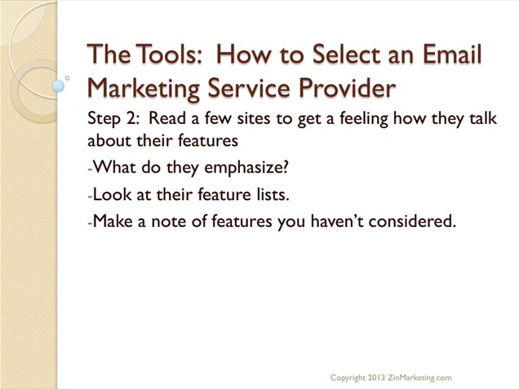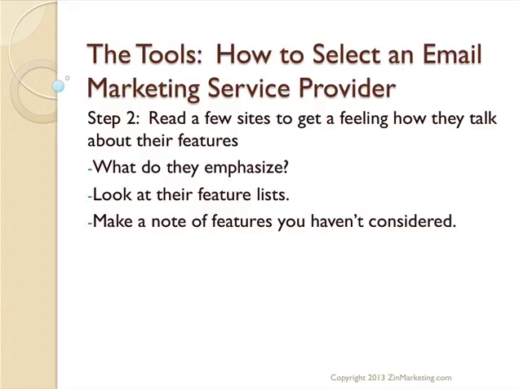Then go read some of the software sites and see how they talk about their features in the context of what you want. What is it that they emphasize? Look at their feature list and see if there are things on there that you haven't considered. Make a list of those features and ask, can I see myself doing this? Or is this not something I would ever consider, or I don't think it's important, or I don't even know what it is, so therefore it's not important? So just do a little more homework to broaden your horizons. You don't have to read through 20 sites or 50 sites.